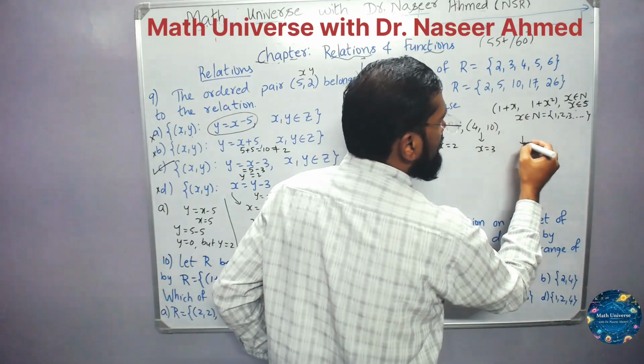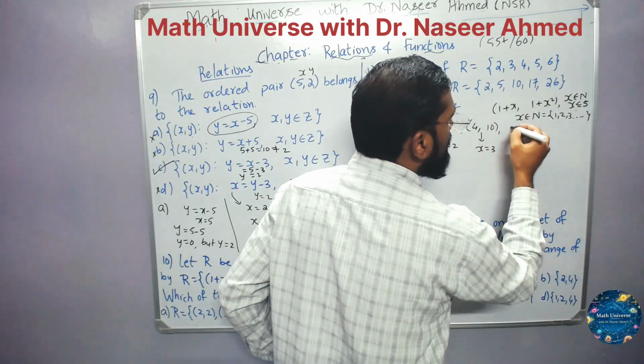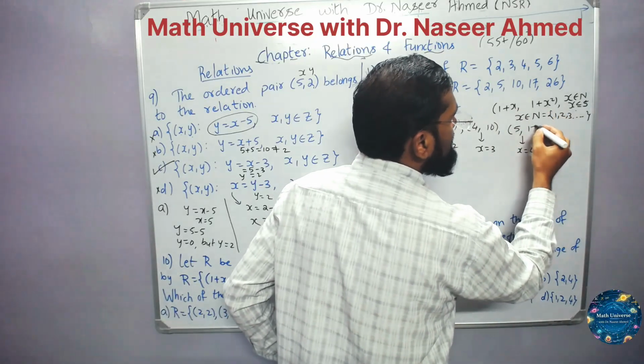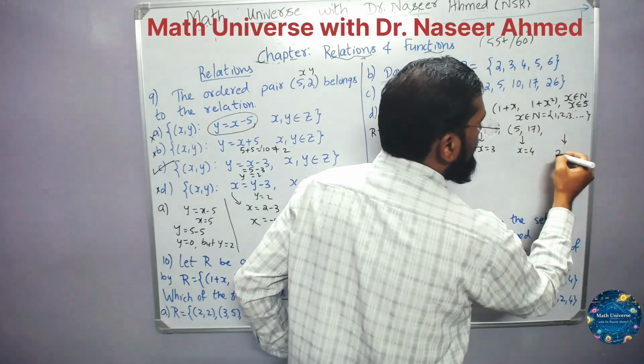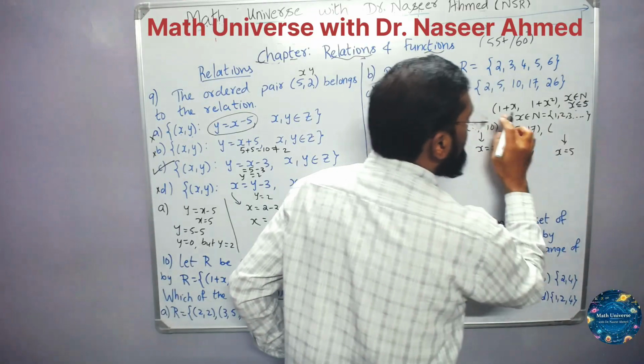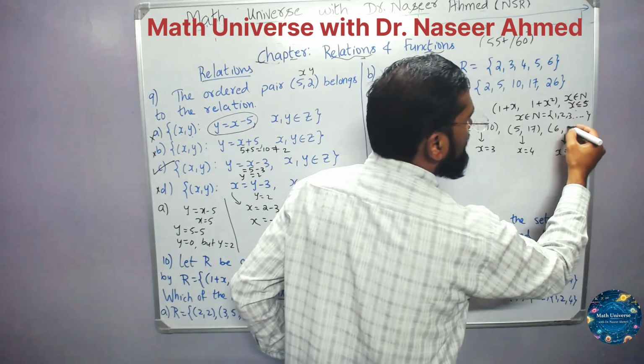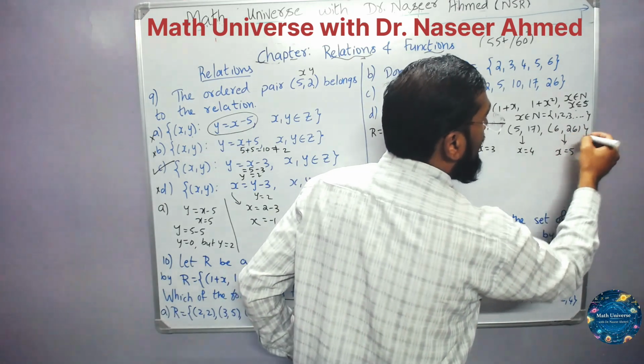Then x is equal to 4. I'll put here 1 plus 4, 5. 4 square is 16, 16 plus 1 is 17. x is equal to 5. 1 plus 5 is 6. x is equal to 5, 5 square is 25, 25 plus 1 is 26. I'll have to stop here.